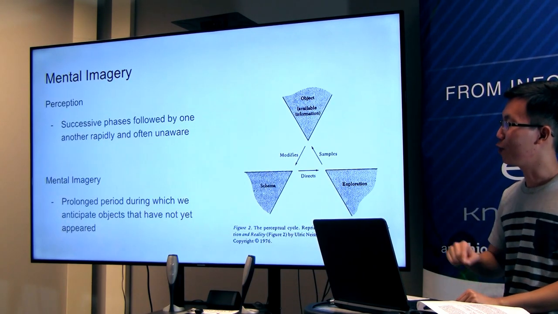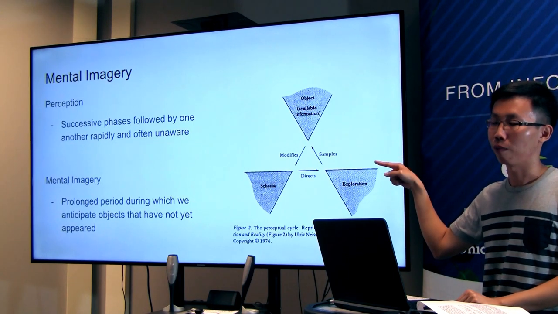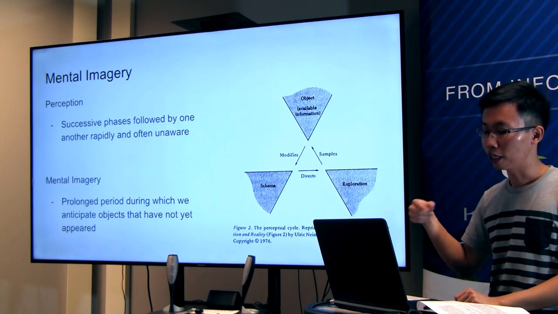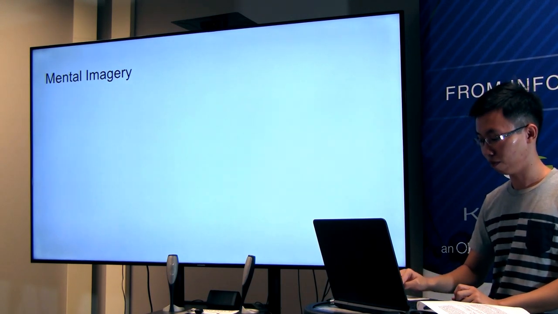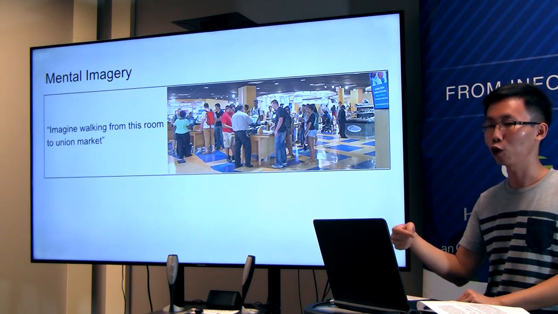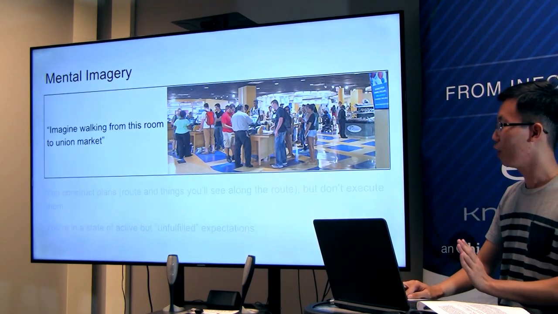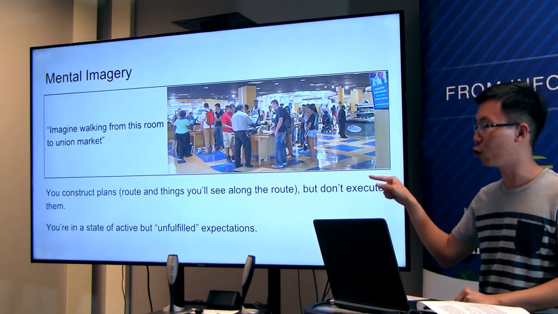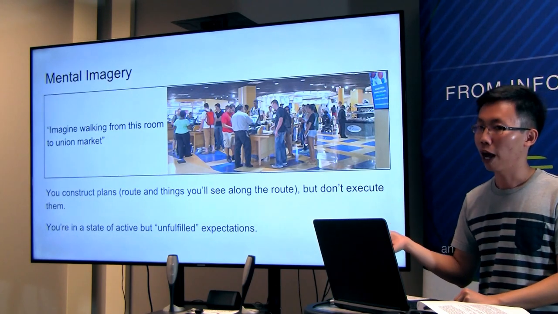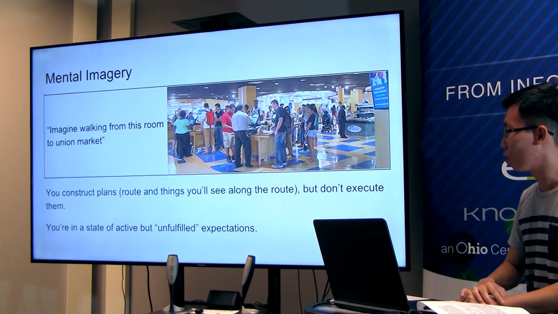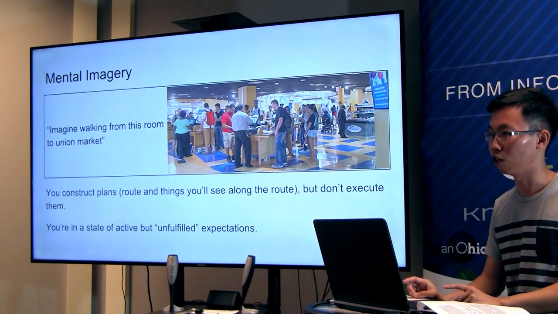So the difference between perception and mental imagery is that perception occurs very rapidly and we are unaware of it. But when we imagine something, we are in a state of prolonged period during which we anticipate objects that have not yet appeared. To show that clearly, let's imagine walking from this room to Union Market. You are familiar with the environment, so you know the route. When you imagine walking, you construct a plan, the route from here to Union Market, and you anticipate the things you see along the route. But even though you construct a plan, you don't execute it because you are in a class. So you are in a state of active but unfulfilled expectations. This state is what we call imagining, mental imagery.